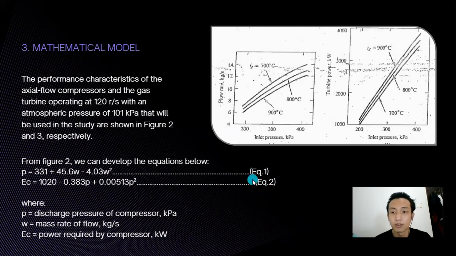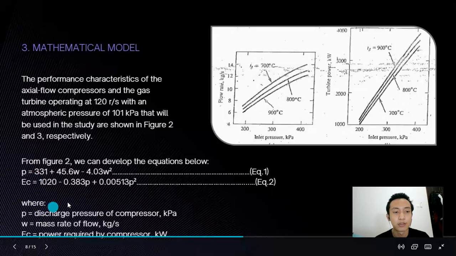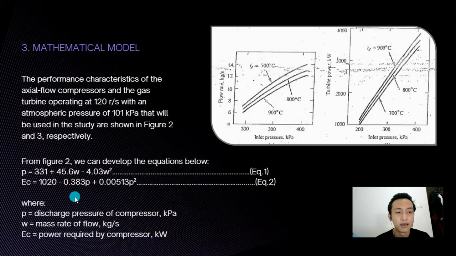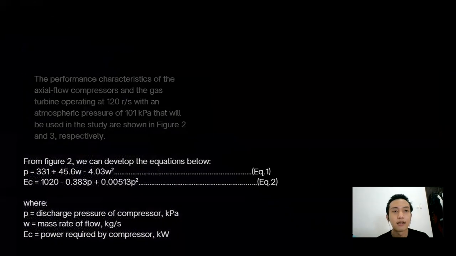We have that as equation 2, where P equals the discharge pressure of the compressor in kilopascal, W is the mass rate of flow in kilogram per second, and EC, as I said earlier, is the power required by the compressor in kilowatts. So from these two graphs, we can obtain these two equations. Let's jump to our next slide.